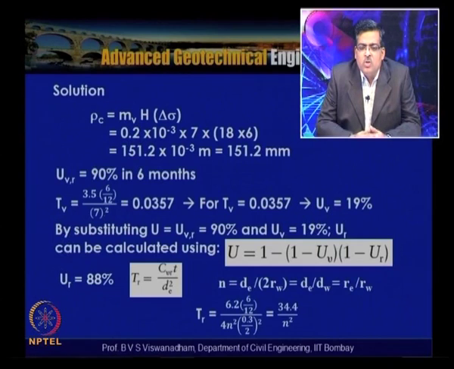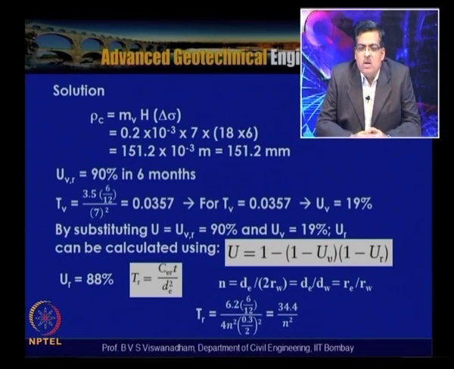So, TR is equal to T times CVR by dE square. Now the dE, in the square arrangement we have been told. So now n is equal to dE by 2 RW, which is nothing but dE by dW, equal to RE by RW. By substituting this n equal to RE by RW, dE is equal to 2RE.